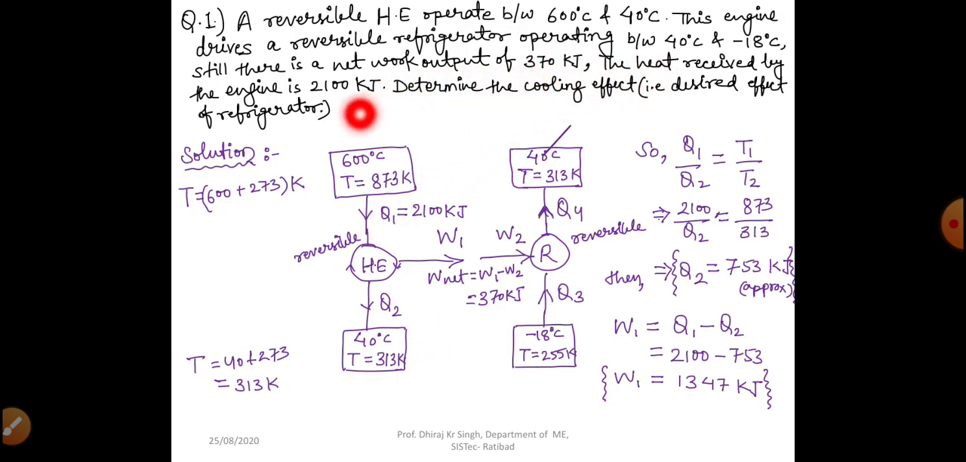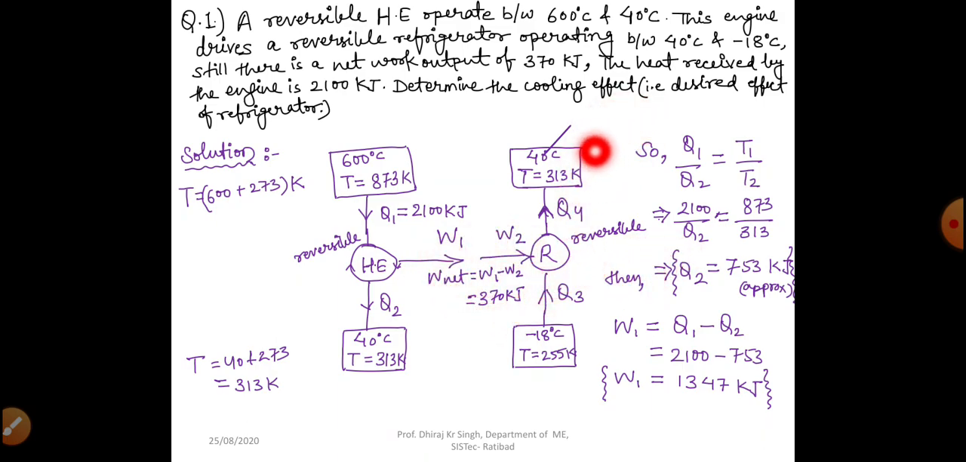In the question it is given that the heat received by the engine is 2100 kilojoule. This heat engine is receiving Q1, 2100 kilojoule, and we do not know the value of Q2, the heat rejected by the heat engine. But it is given that the net work output is 370 kilojoule. That means with the help of the W net by the heat engine, this reversible refrigerator is operating. So W1 minus W2 is 370 kilojoule. W1 is the net work output by the heat engine, and W2 is the work input to the refrigerator.